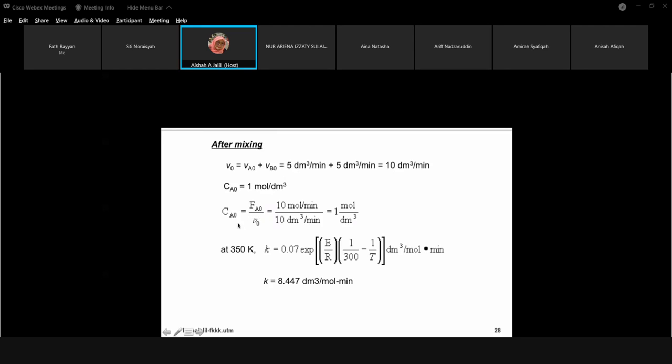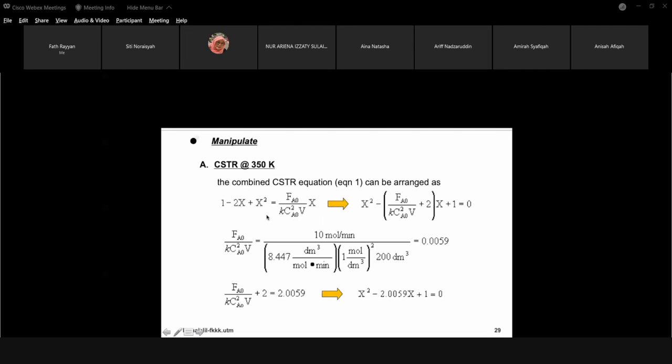And then this is for the CA0. At 350, you can calculate this one using the Arrhenius equation, because you know the k at 300, right? So you can calculate the k at 350, and you get the other k, which is 8.447. Then you can combine; this is for the CSTR, equation 1.